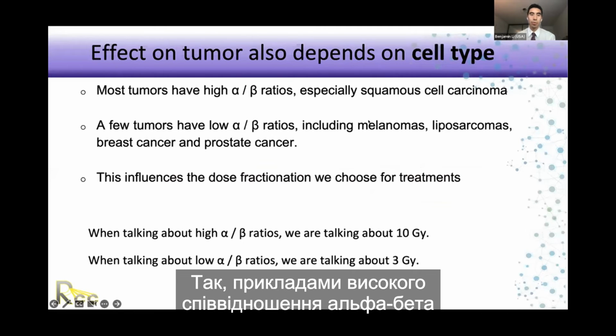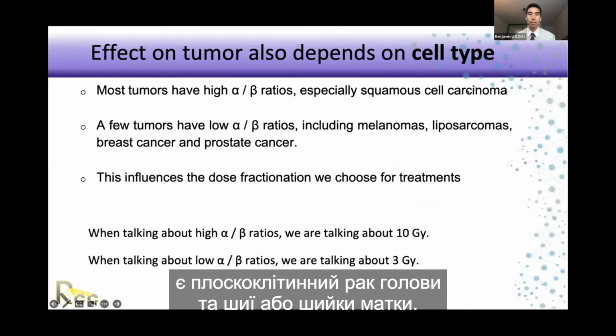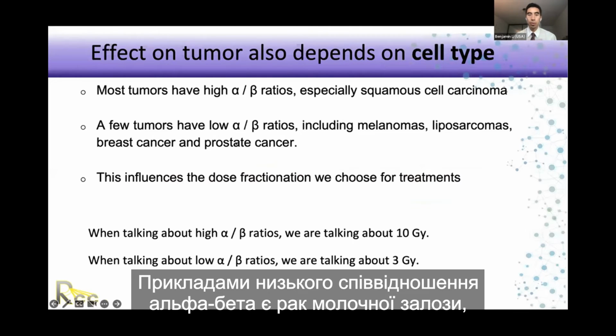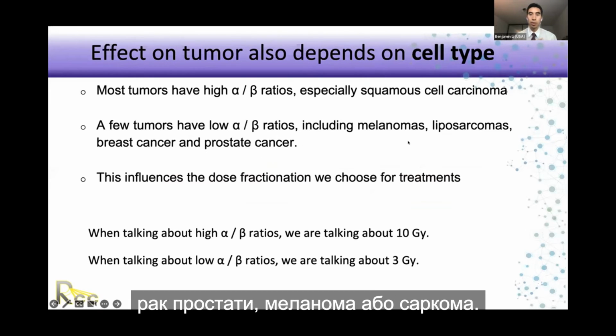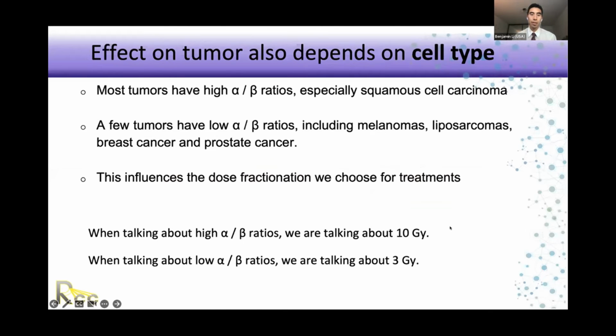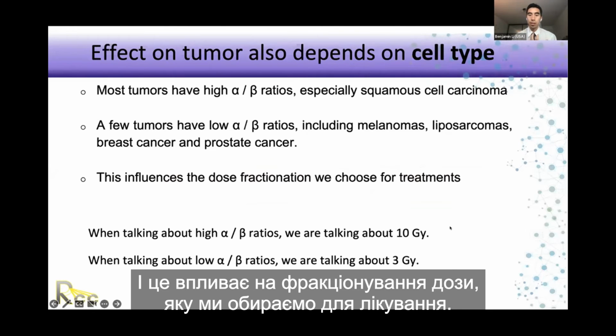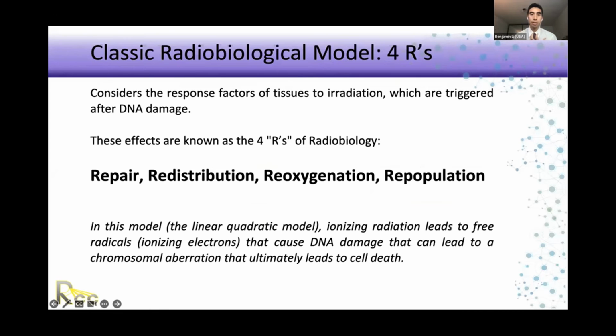So some examples of high alpha beta ratios is squamous cell carcinoma of the head and neck or of the cervix. Examples of low alpha beta ratios would be things like breast cancer or prostate cancer, melanoma, or sarcomas. And this influences the dose fractionation that we choose for treatments.